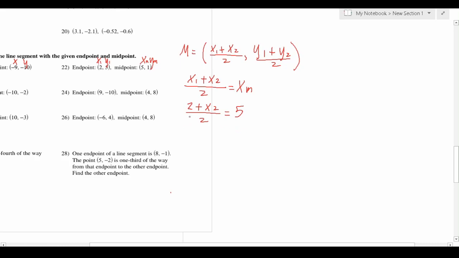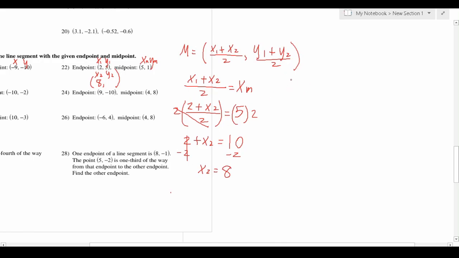Now all we have to do to solve this one is to solve for x2, and we can do so by first multiplying both sides by 2, which will clear 2 from the denominator. This crosses out and leaves us with 2 plus x2 equals 5 times 2, which is 10. Subtracting 2 from both sides gives us x2 equals 10 minus 2, which is 8. So in other words, again, we're trying to find the x2, y2 values in the other endpoint. We just found the x2 value, which is 8. Now we just have to find the y2 value.